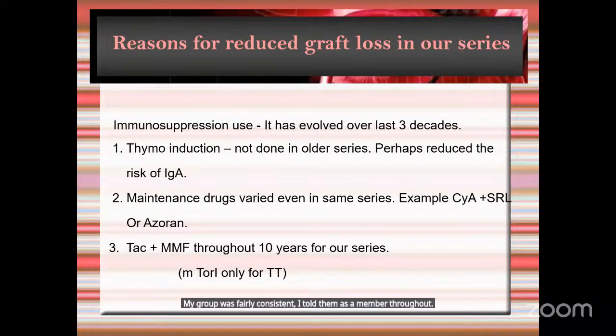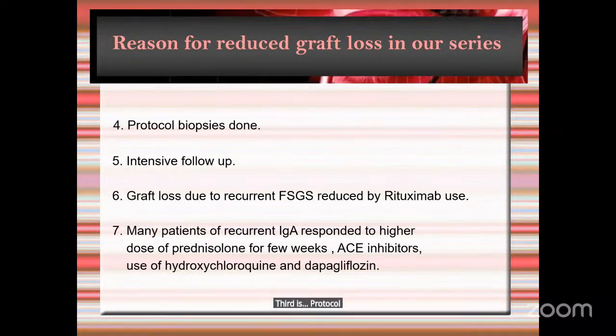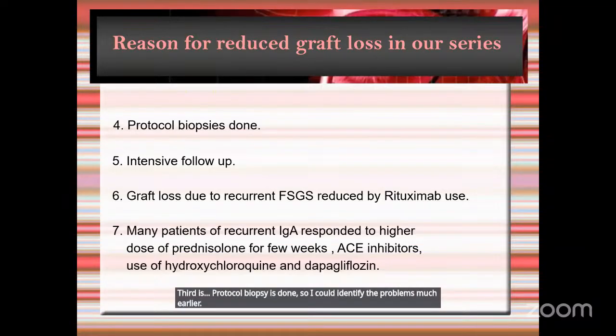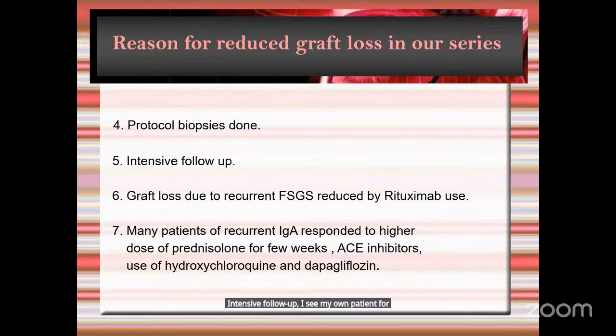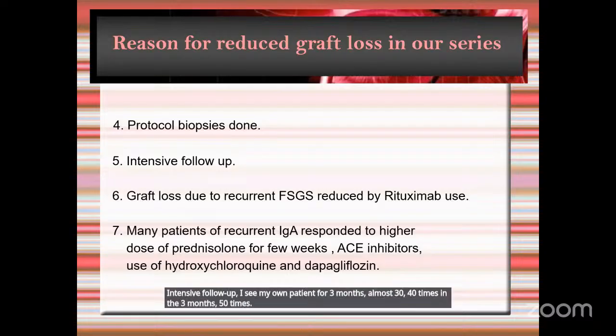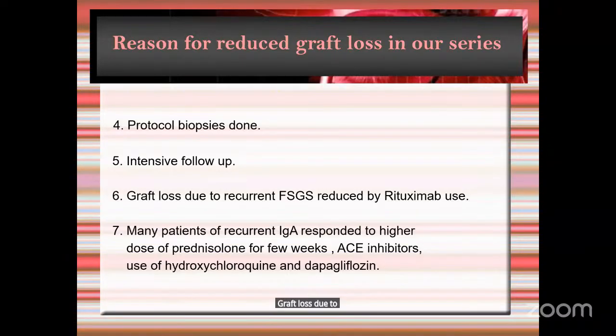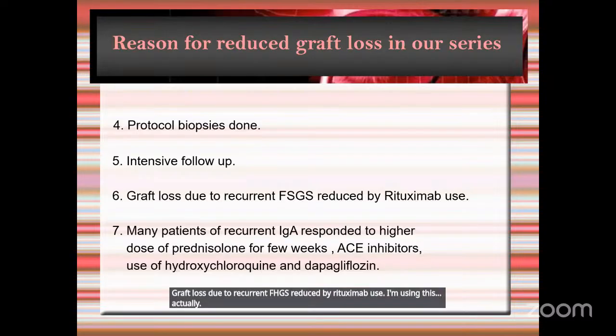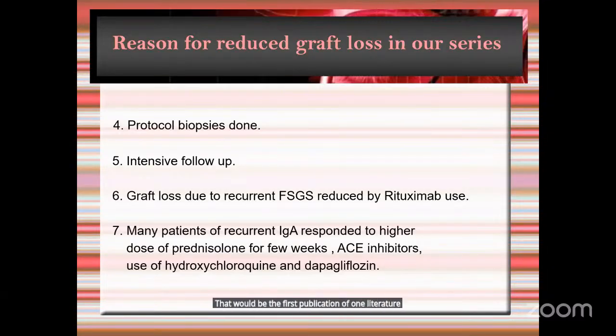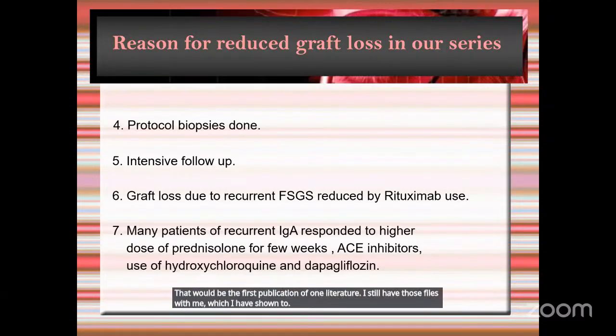Third, protocol biopsies were done, so I could identify problems much earlier. Intensive follow-up: I see my own patient for 3 months almost 30, 40, 50 times in the 3 months. Graft loss due to recurrent FSGS was reduced by rituximab use. If I had published that in 2007, that would have been the first publication in the world literature. I still have those files with me, which I have shown to many people who visited me from the US.